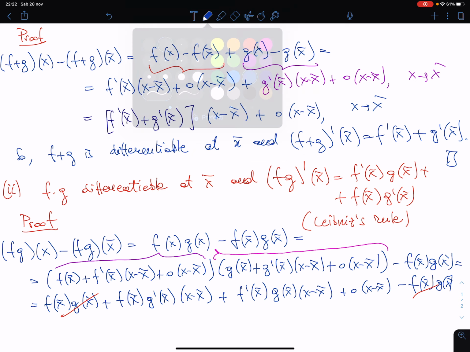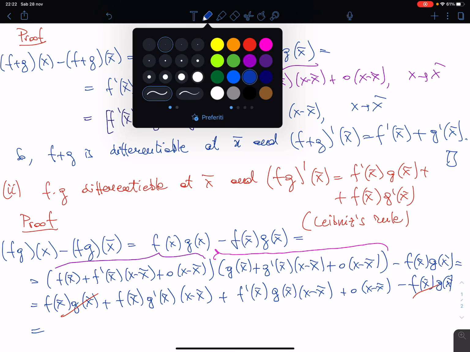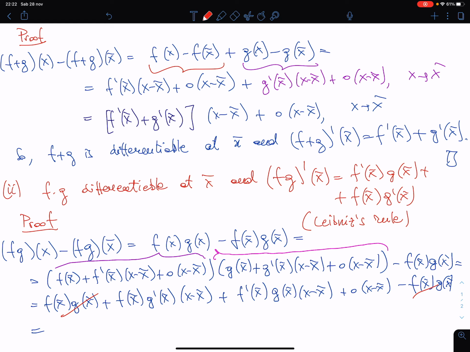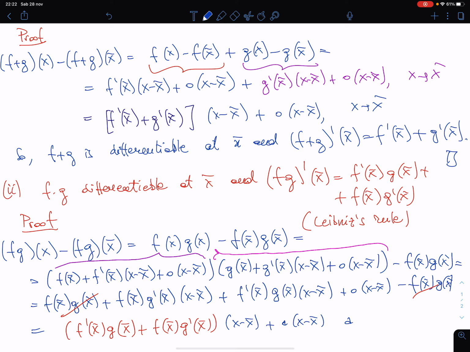So let us go on and just collect the factor x minus x bar. So here you first have f prime of x bar g of x bar plus f of x bar g prime of x bar, times x minus x bar. And what remains here is a little o of x minus x bar as x goes to x bar.